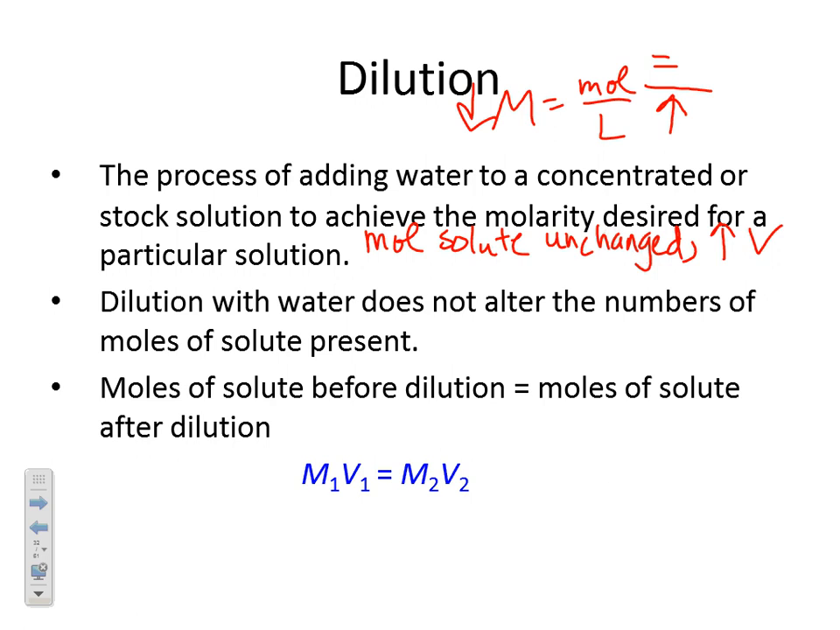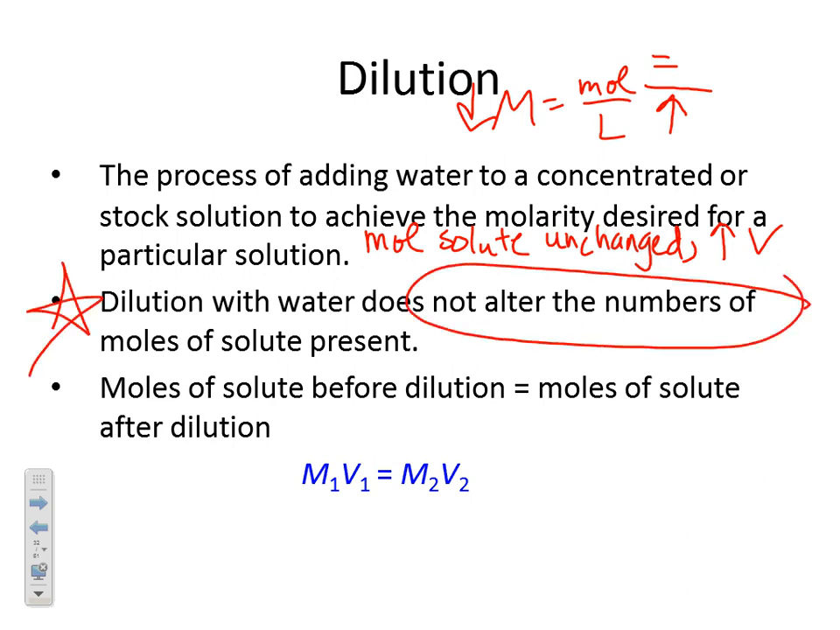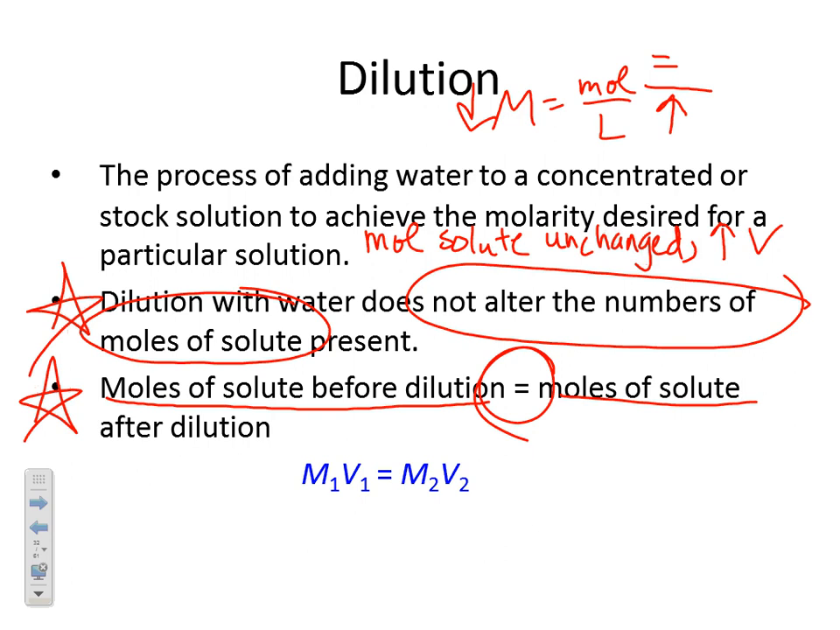So when you dilute something, you are decreasing the concentration of that thing. But moles are staying exactly the same, and that is a huge, huge point. Dilution with water is not altering the number of moles of solute present. You are not changing that whatsoever. So our massive point is that when you dilute something, your moles of the solute before you dilute it is equal to your moles of solute after you dilute it, because that is absolutely unchanged. Now the molarity will change and the volume will change, but the moles will not change.